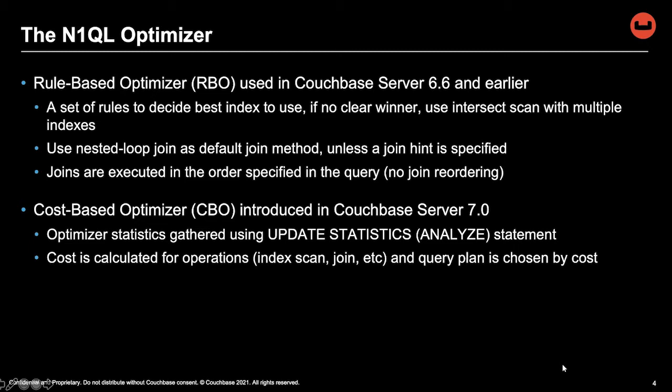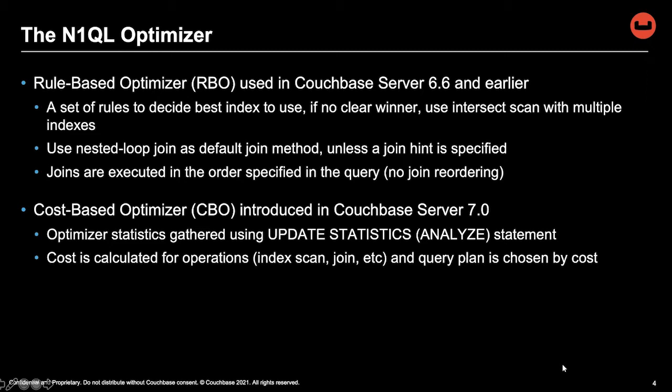And then if you have a more complex query with multiple joins, the order of the joins are executed is the same as the order that they are specified in the query. In other words, the rule-based optimizer is not going to do any kind of join reordering.